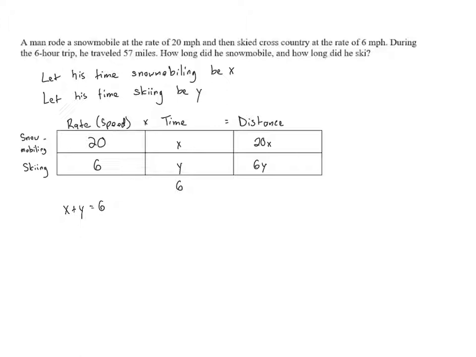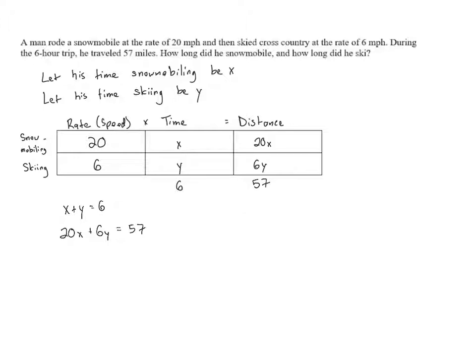Then the other piece of information we haven't used is 57 miles, and that's the total distance. So because it's the total, I'm going to put it at the bottom. And that gives us our other equation. If 20x was the distance he snowmobiled and 6y was the distance he skied, when we add those together, we know the total has to be 57 miles. So we get 20x plus 6y equals 57. We have our system of equations we can solve.